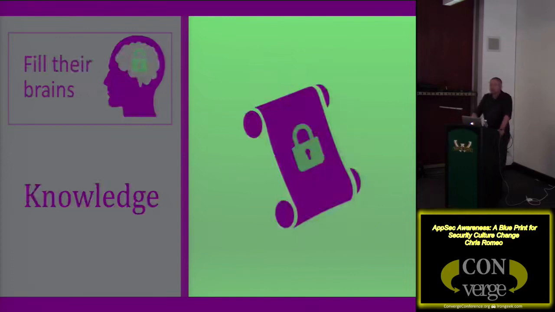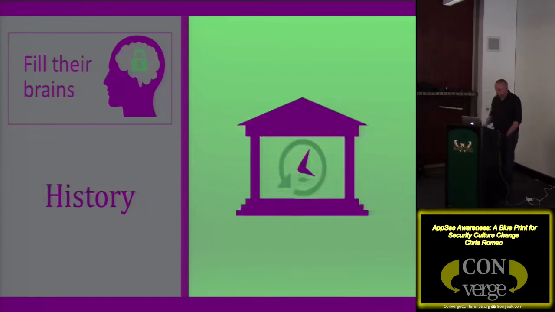The second thing is we need to start filling their brains. Okay? And this comes down to knowledge. We need to provide them with some facts and some details on our process and how to use our tools, and all the different pieces that are contained within our application security program. They need that knowledge perspective. And the third thing is we got to fill their brains with history.